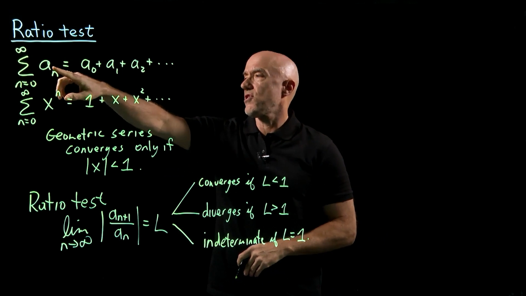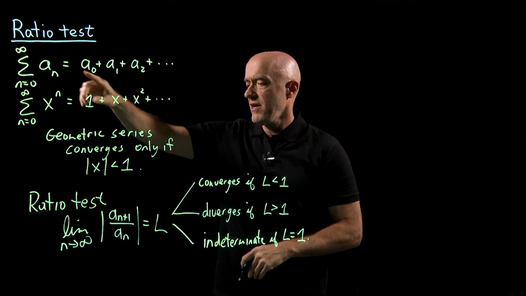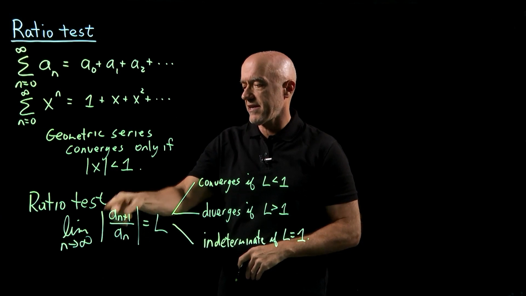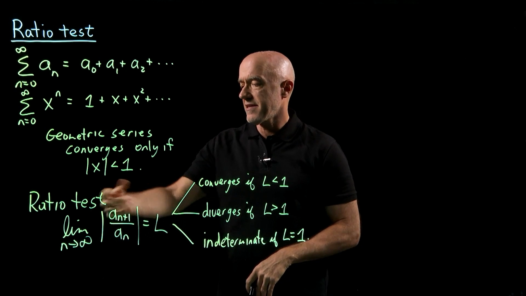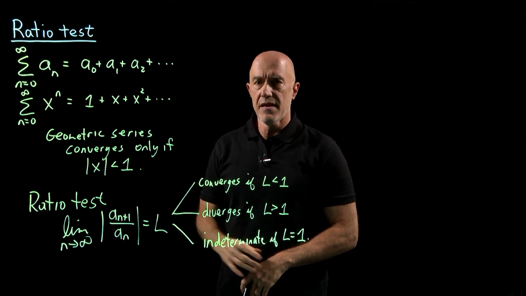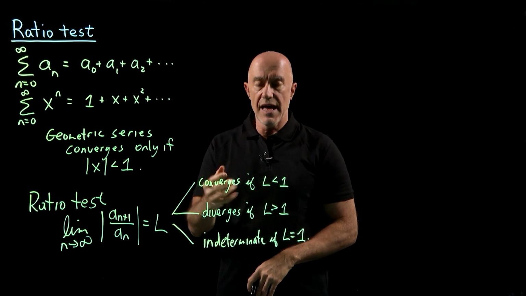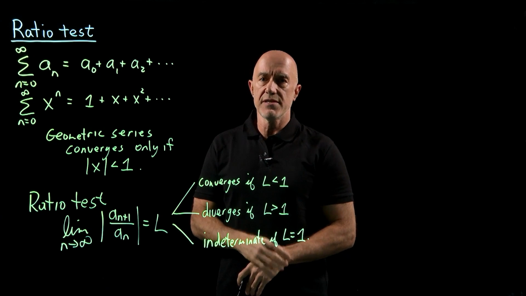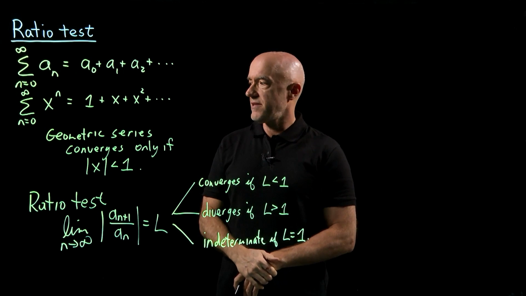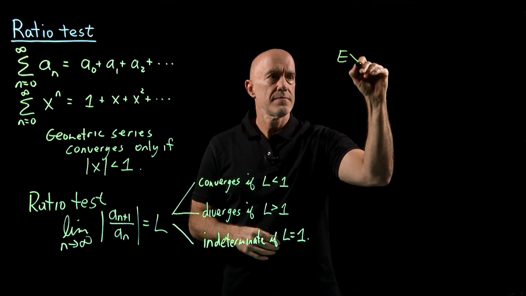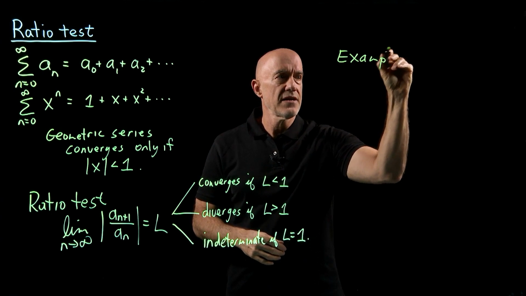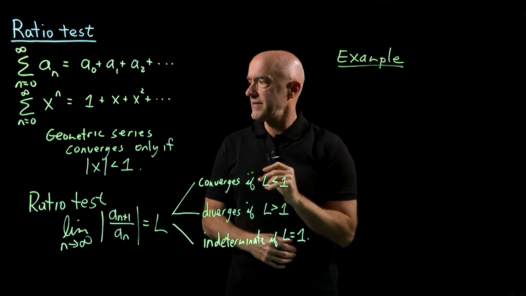So to determine if a series converges, you take the ratio of consecutive terms. You should look at the absolute value and then take the limit as n goes to infinity. If the ratio is less than 1, then it converges. If it's greater than 1, then it diverges. Let's look at an example. This turns out to be a very important example.